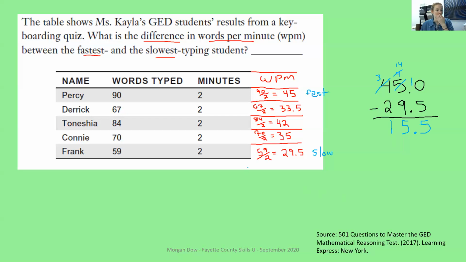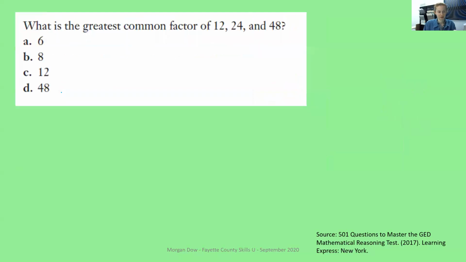So the difference in words per minute between the fastest and slowest typing student is 15.5 words per minute. That means each minute Percy is typing 15.5 more words than Frank. All right, next question.